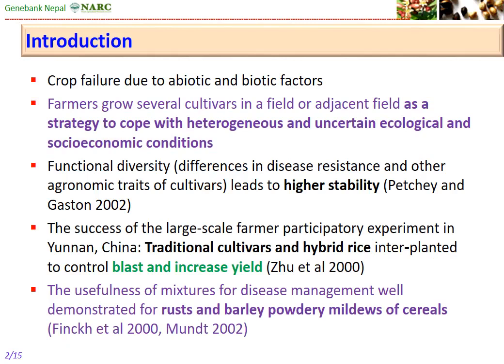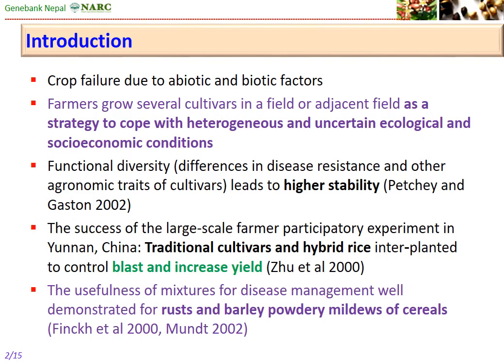There are many cases of crop failure, mainly due to abiotic and biotic factors. Farmers grow several cultivars in a field or adjacent fields as a strategy to cope with heterogeneous and uncertain ecological and socio-economic conditions. Maintaining functional diversity is a good strategy for a secure harvest.